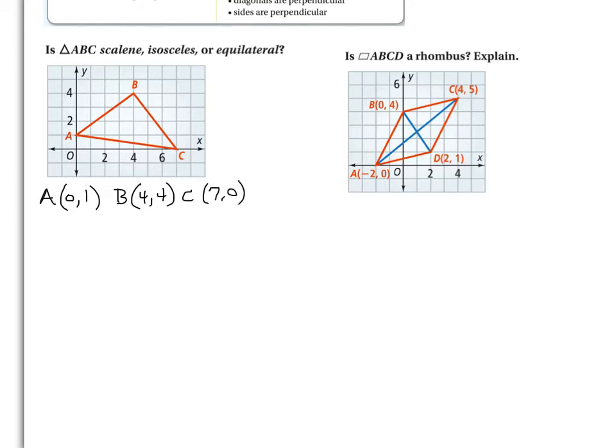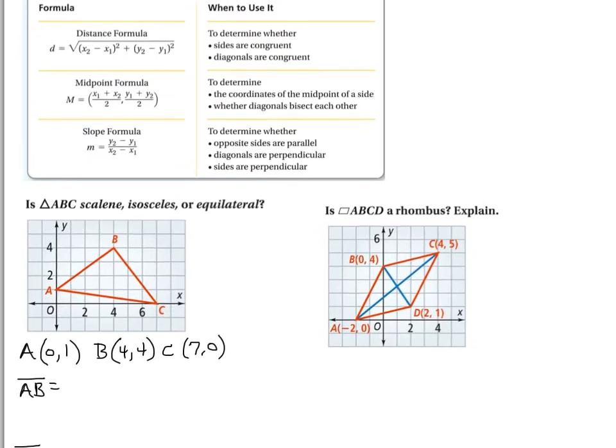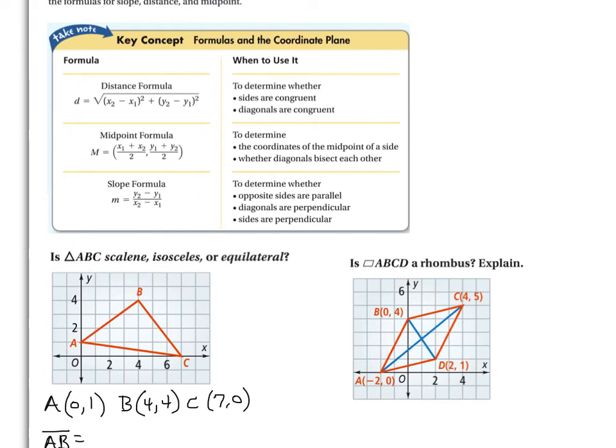On the triangle problems, I need to figure out the length of AB, the length of BC, and the length of AC. I need to find the length of the three sides. In order to find length, as I look at my list up here, how do I find how long a side is to see if sides are congruent? In this case, I'm going to be using the distance formula.